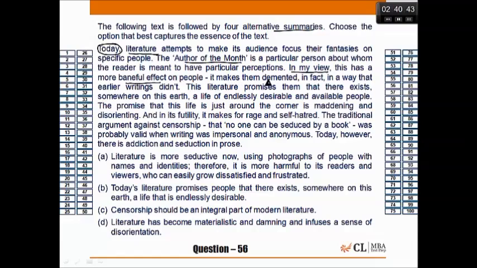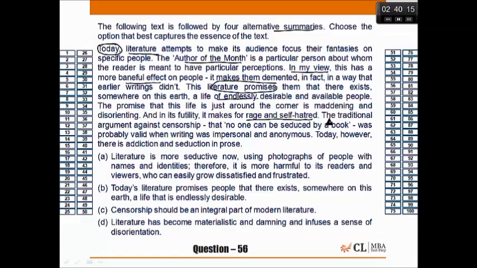Okay, it makes them demented, in fact, in a way that earlier likes didn't. The literature promises them that there exists somewhere on this earth a life of endlessly desirable and available people. Okay, there is some promise that literature gives. I don't think the author likes that promise. The promise that this life is just around the corner is maddening and disorienting, and in its futility it makes rage and self-hatred.